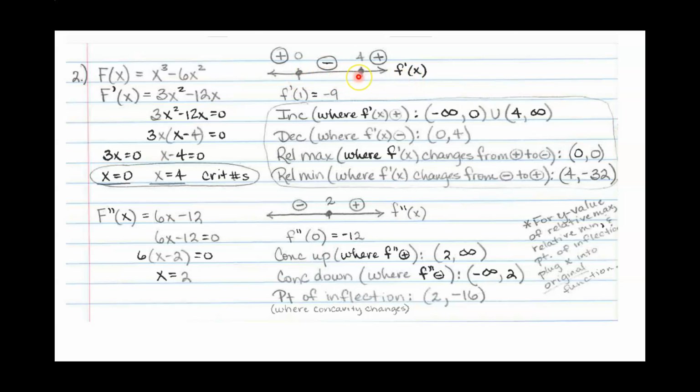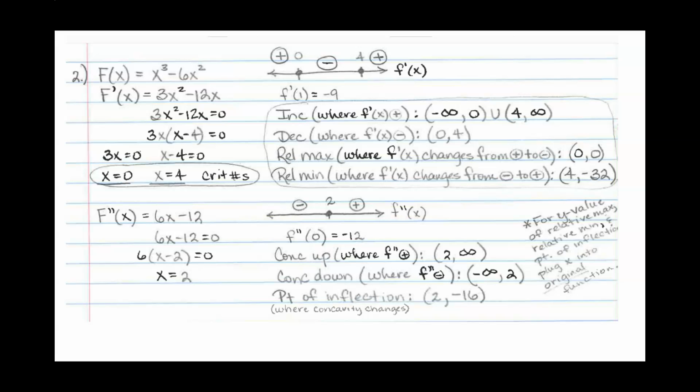So let's make a sign graph of the first derivative. There are my critical numbers of 0 and 4. I need to find out where this derivative is positive and negative, so I'm going to pick a test point. I'm going to use positive 1. I plug it into the derivative because I'm trying to figure out where the derivative is positive and negative. If I plug in positive 1, I'm going to get negative 9. So that means that it's negative right here. Cross a single critical number, the sign changes. So there is my first derivative sign graph.